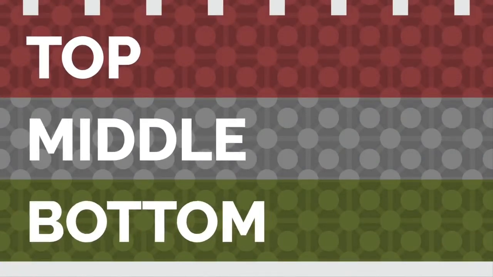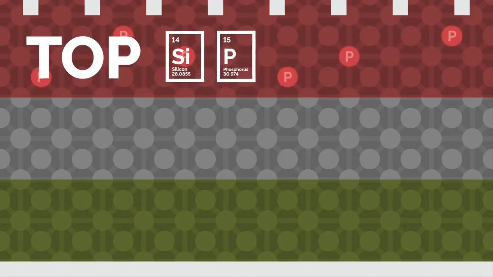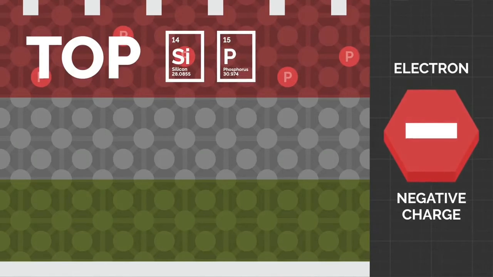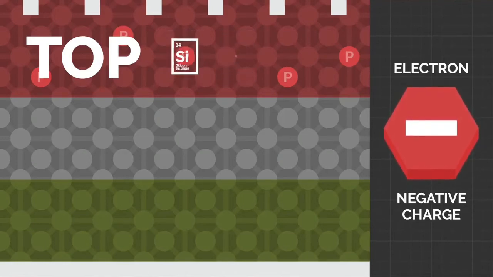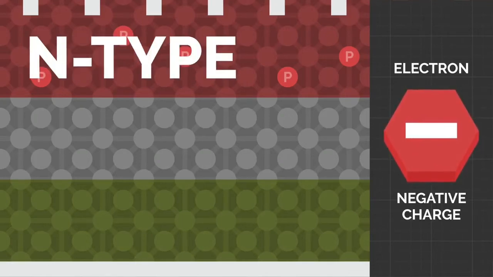The thin top layer contains silicon and a very tiny amount of an element such as phosphorus that has more electrons than silicon. This gives the top layer an excess of electrons that are free to move and make the material more conductive.